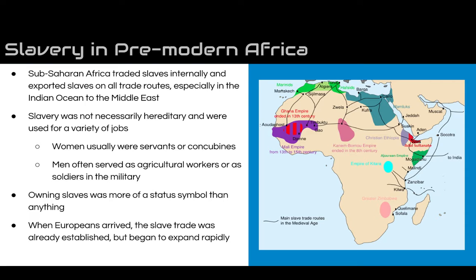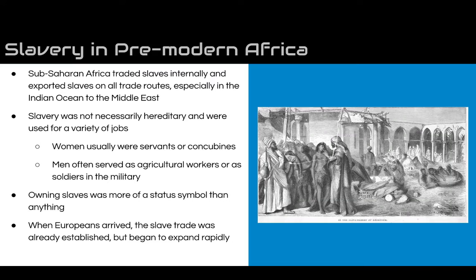And that was because owning slaves was more of a status symbol than anything. It was not necessarily something seen as an economic necessity. That will change when Europeans arrive and become involved in the slave trade. There is an already existing network to capture and sell slaves, and it will expand extremely rapidly.